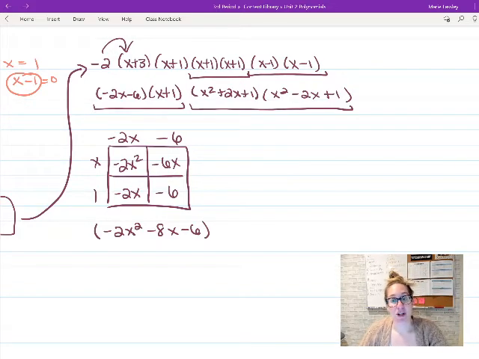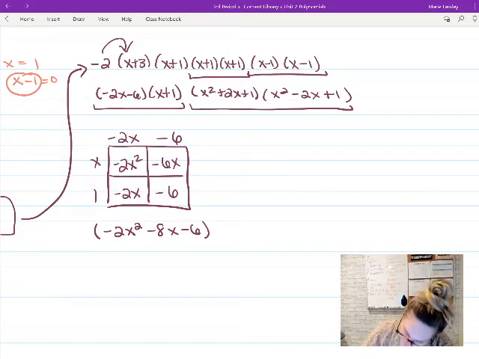I'm going to do the same exact thing for the other two factors there, but I'm going to have to use a 3x3 box because those each have 3 terms.